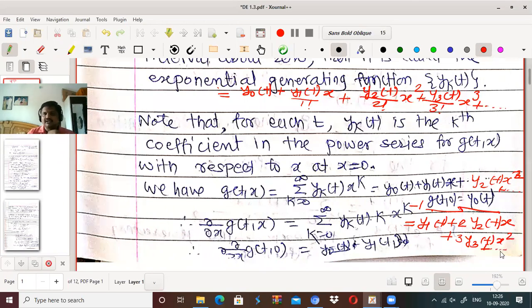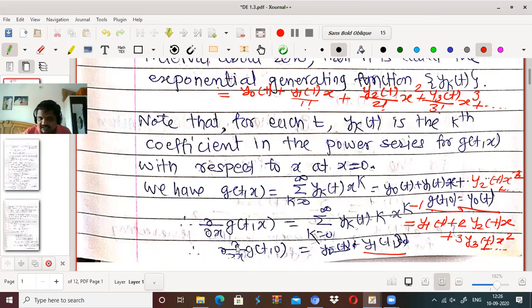Now I will put x equal to 0 on the left hand side as well as the right hand side. Then this term becomes 0, this becomes 0, all other remaining terms become 0. That means the partial derivative of gtx with respect to x at x equal to 0 becomes y1t. So for y0t, what did we get? g at t comma 0. Can I say that g at t comma 0 is dou by dou x of which order?